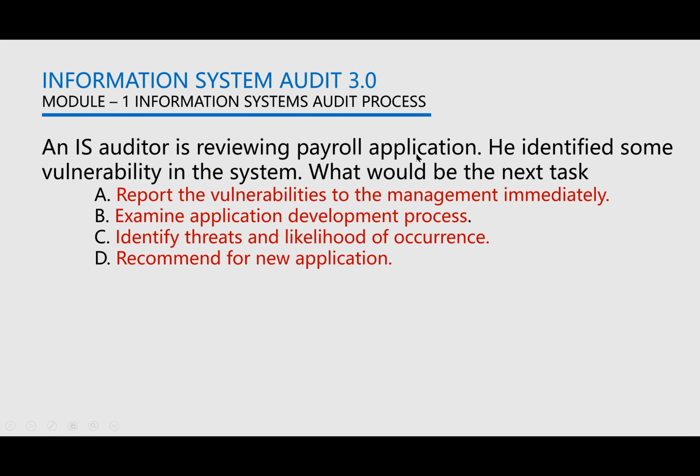An IS auditor is reviewing a payroll application. He identified some vulnerabilities in the system. What would be the next task? Now, always remember, convert the word vulnerability into weaknesses. That means the payroll application has certain weaknesses. What type of weaknesses could be there? The code is not very properly written, in the sense there are certain loopholes. Anybody can change the payroll of a particular individual employee or the general employee. So what should he do, report the vulnerability to the management?